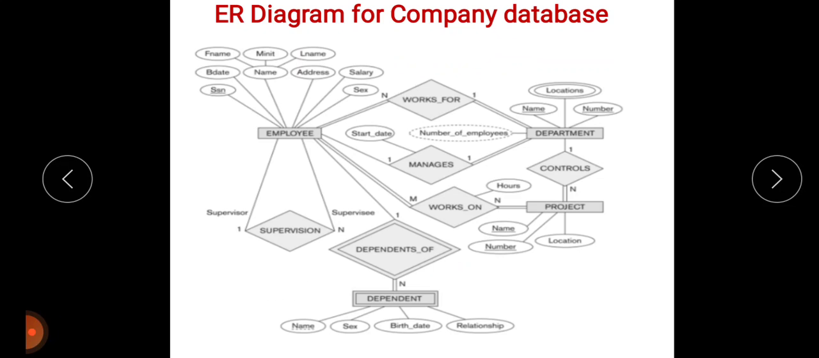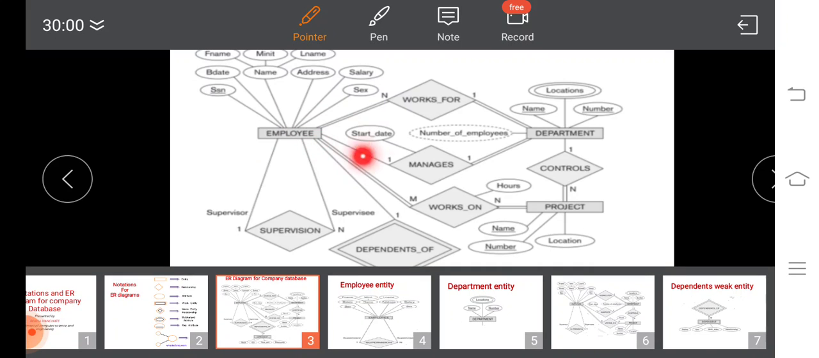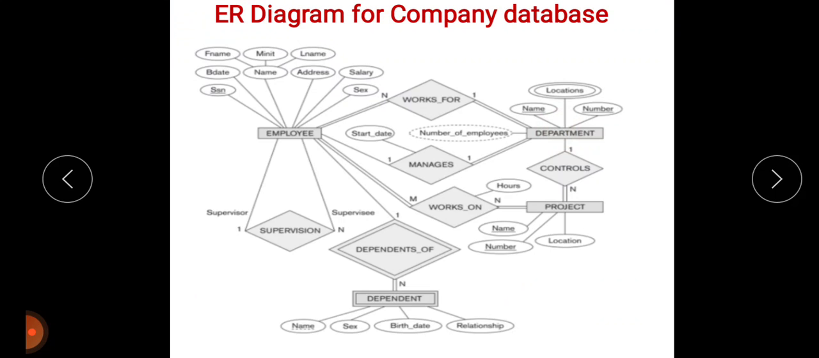Now let us see the complete overview of the ER diagram for the company database. Employee is a table name, an entity having its attributes, and it has a relation. Any one employee supervises many employees. Many employees work for a department. Therefore n to 1, many to 1. One employee who works for the department, one employee manages one department.